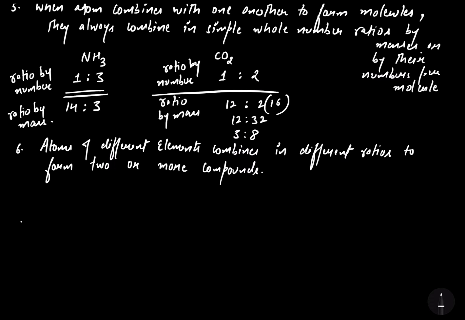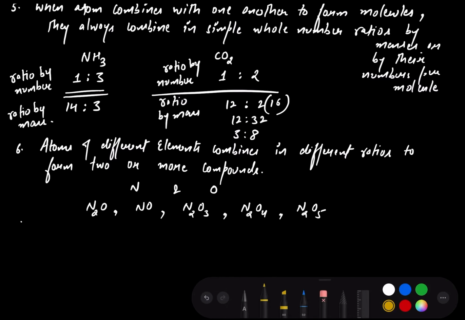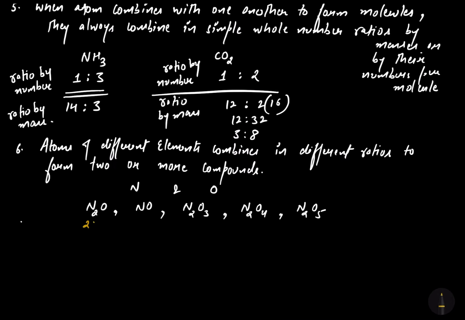I have given you the example of nitrogen and oxygen when I was taking the lecture of the law of multiple proportion. Nitrogen and oxygen combine to form two or more compounds. There were five in number actually. The first one was N2O, the second was NO, the third was N2O3, the fourth was N2O4, and the fifth was N2O5. Different ratios. The first one was 2:1. We were having two atoms of nitrogen and one of oxygen.